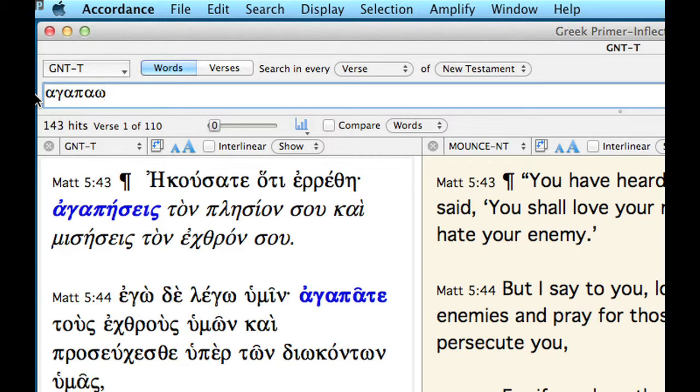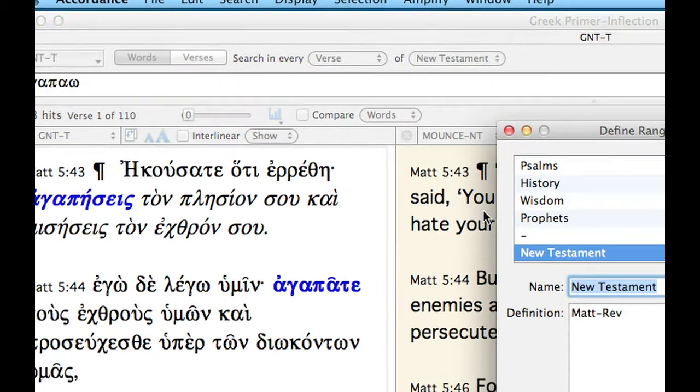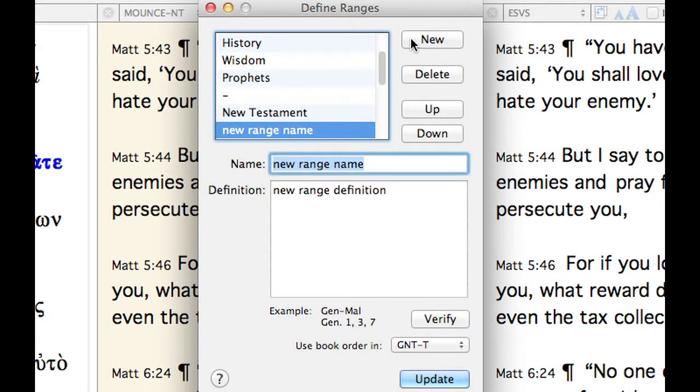Now let me show you perhaps an easier way to limit your search, because this would be important. Let's say you were preaching a sermon series on John, and you really wanted to keep all your word studies to how John uses the language. And what you do is you go up here where it says New Testament, and then go down and define range. We want a new range, and we're going to call that range Gospel of John. And then in the definition field, we need to tell it what book or books of the New Testament we want to search when we choose this range. Well, it's just John.